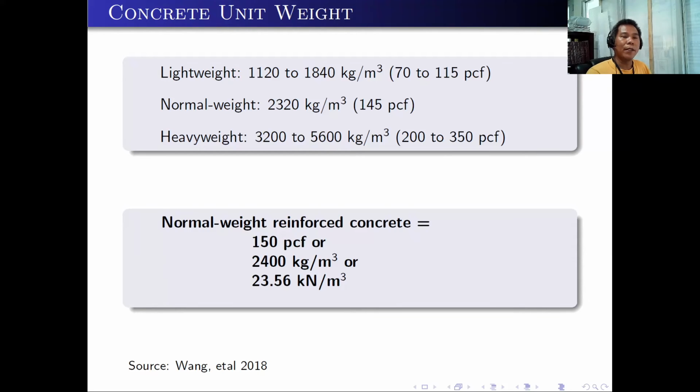Also, we need to know the unit weight of concrete. We can classify concrete into three types according to its weight. We have the lightweight, the normal weight, and the heavyweight. For normal weight concrete with the addition of reinforcement, normally we assume that there will be 5 PCF in addition to the weight of the concrete. So normally the unit weight of reinforced concrete is 150 PCF, or pounds per cubic foot, or in terms of kilograms per cubic meter, that's 2,400, or in terms of kilonewtons per cubic meter, that's 23.56 kilonewtons per cubic meter.